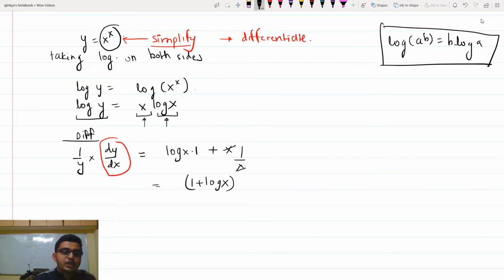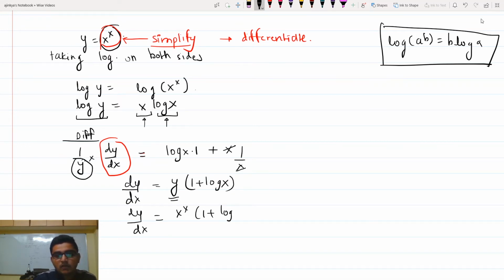But now watch carefully what we have on the left side. We have y in the denominator and dy upon dx. So we want only dy upon dx. So we multiply y on this side and we have our answer, which is dy upon dx is equal to y. What is y? y is nothing but, in the first equation we have over here, x raised to x. So the answer is dy upon dx will be x raised to x times 1 plus log of x.